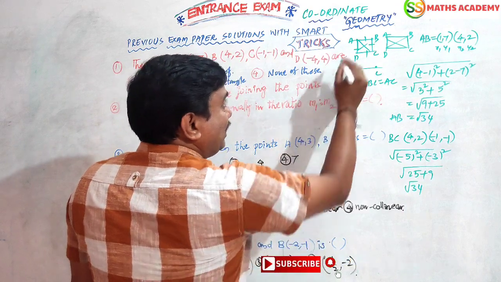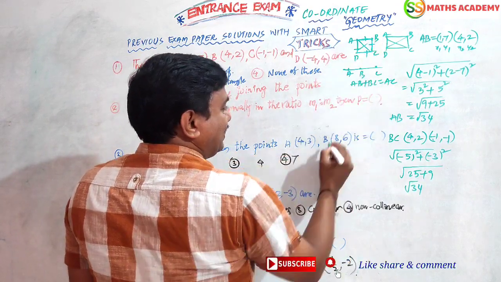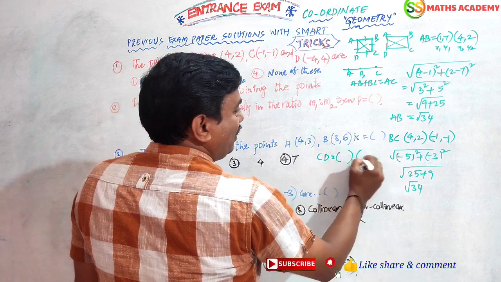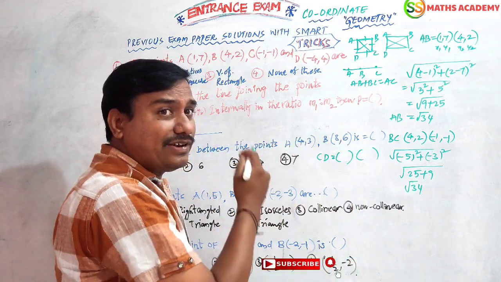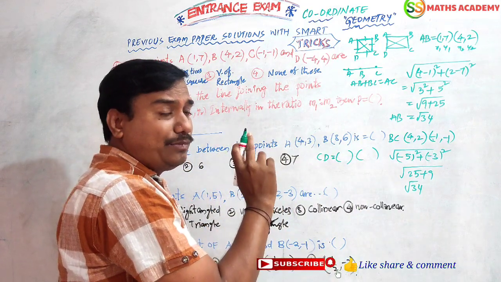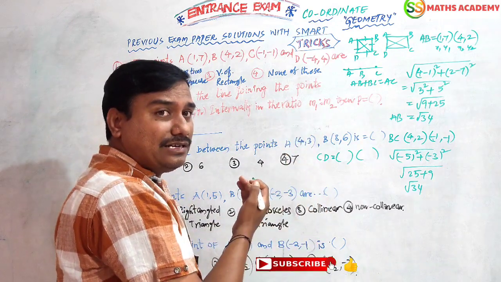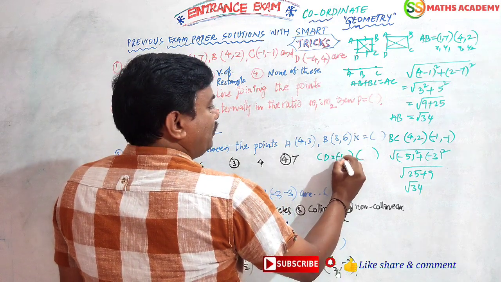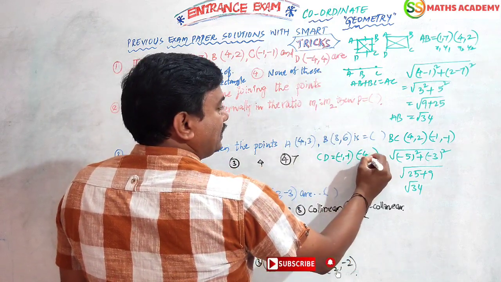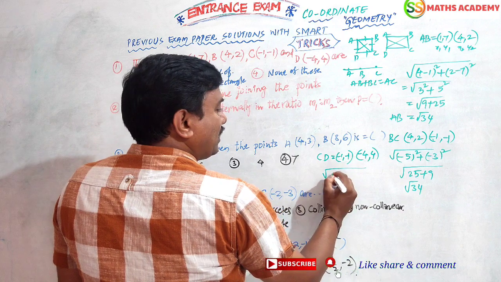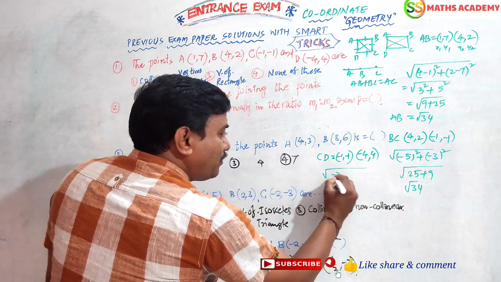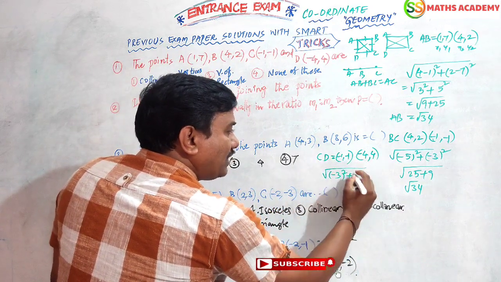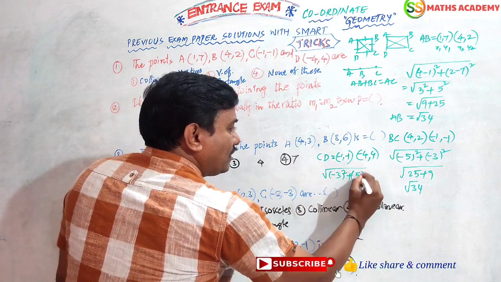AB is over, BC is over, now CD. We have to go in anti-clockwise or clockwise direction: AB after BC, BC after CD, CD after DA. We have to find like this. CD: C value, D value. Minus 1 minus of minus 1 is minus 1 plus 1, that means minus 3 whole square. Then 4 minus of minus 1 plus 5 whole square.